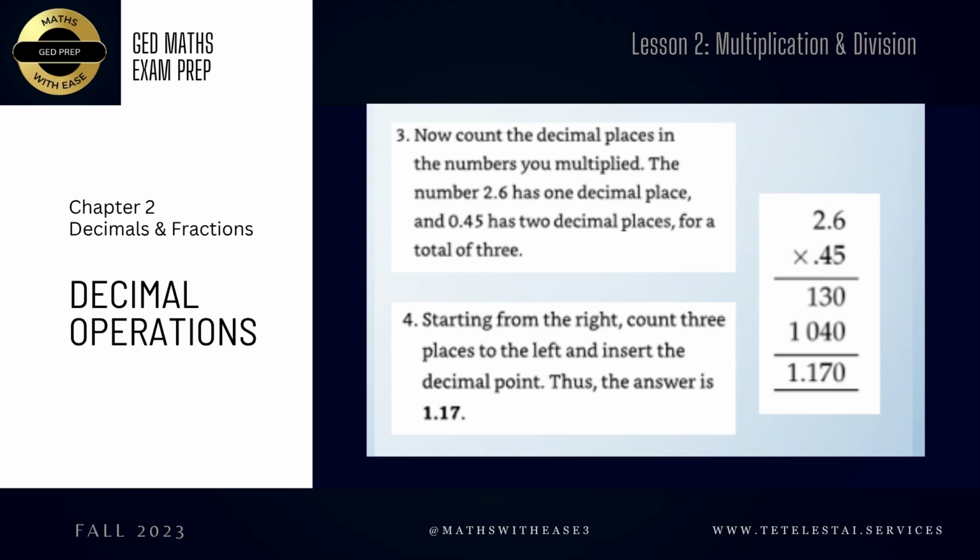Now you want to count the number of decimal places in the numbers that were given in the problem. So for 2.6 and 0.45, we have 1, 2, and then 3, right? And so in the answer that you get over here, you want to move to the left by 3 decimal places and place your decimal point right here. And here you have your answer. 2.6 times 0.45 is 1.170. And don't forget to add the decimal point here because it's crucial to your answer.